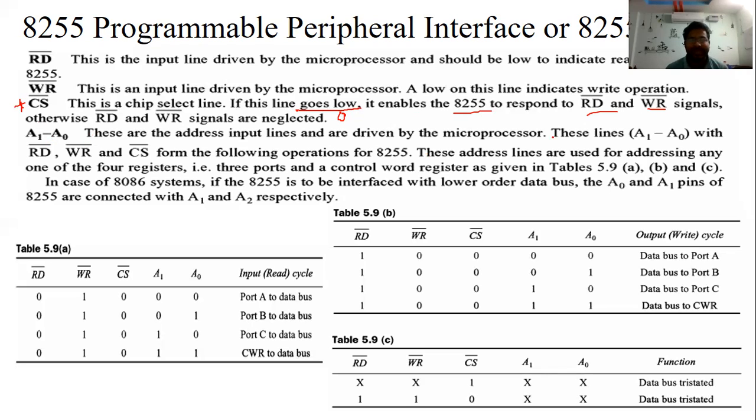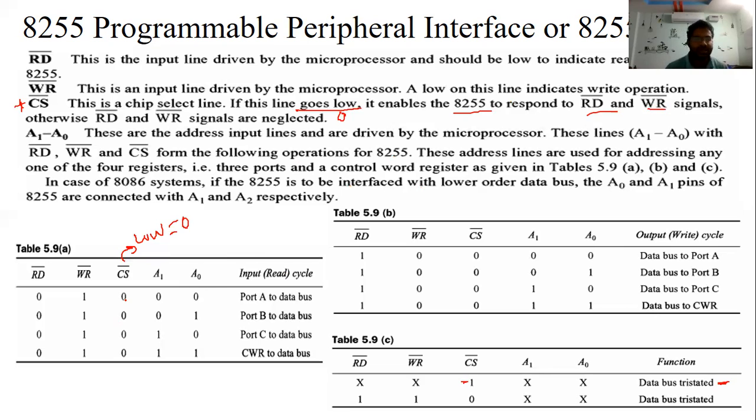Now see this table carefully. When this is low, only then does the 8255 work. Otherwise, whenever this is equal to 1, the data is tri-stated, meaning it will not work. The microprocessor does not send, and the 8255 does not respond to read and write operations. When this is 0, only then can it perform the read and write operations.